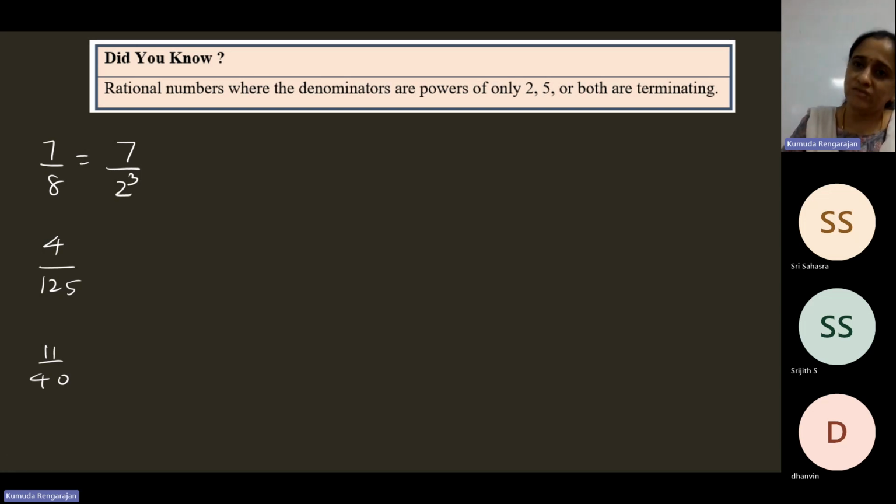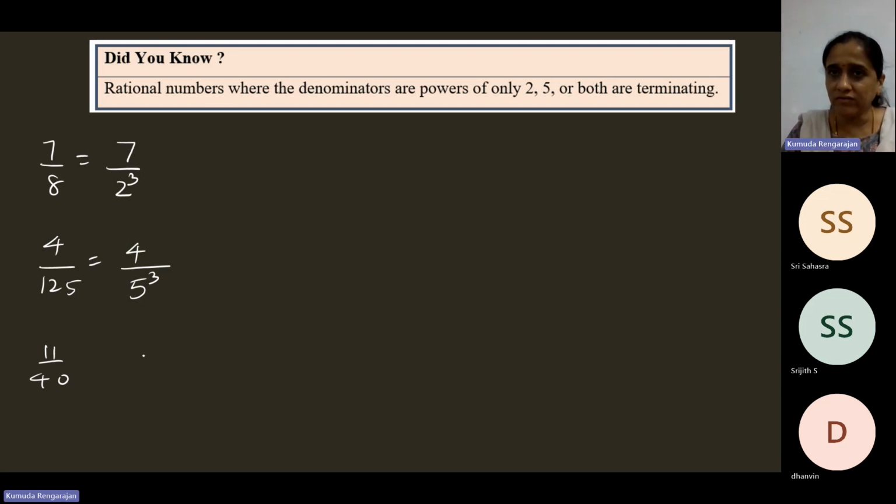Because terminating decimal division will come to an end with 0 remainder. 4 by 125, which is 4 by 5 cubed. See, 4 by 125 is a rational number and it is in the simplest form.